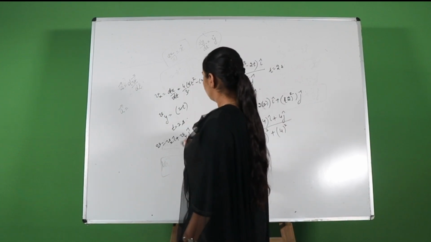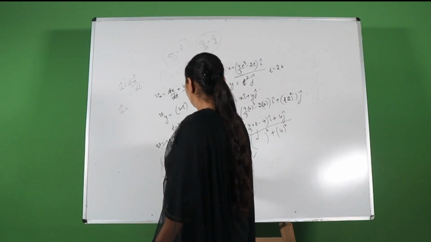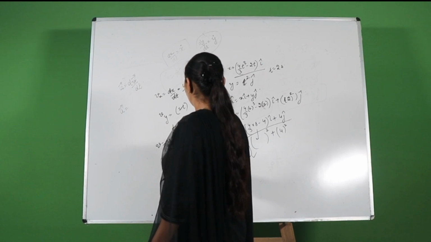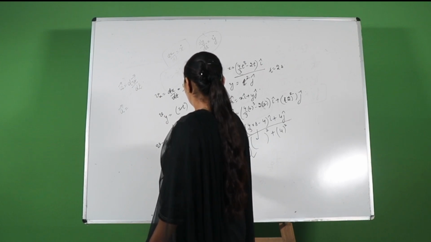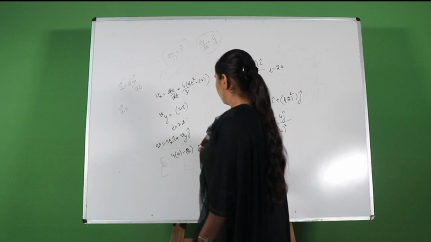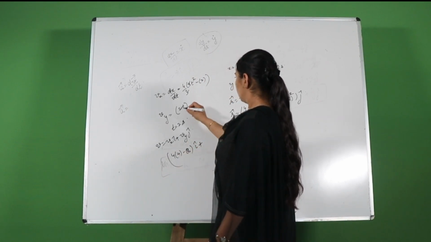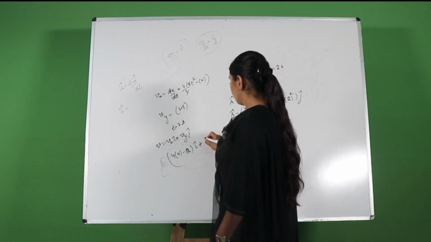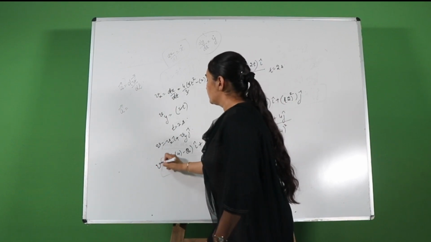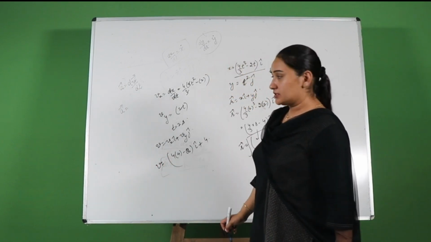So it will be 4 into 4 minus 8 I cap plus 2t, that is 2 into 2, 4. So this is how you can get the velocities.